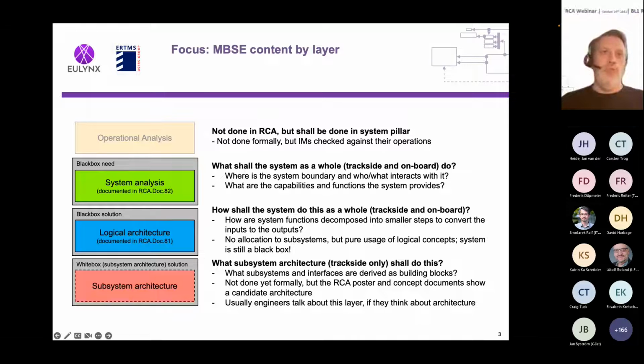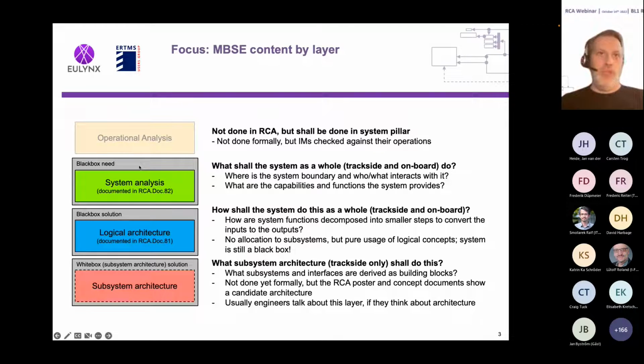So we decided to do the analysis part on the entire scope that was agreed with Okora, for example, and only do the architecture split up. So the architecture for RCA is only covering the trackside. The architecture from Okora, for example, is only doing the onboard side, but the analysis was combined.